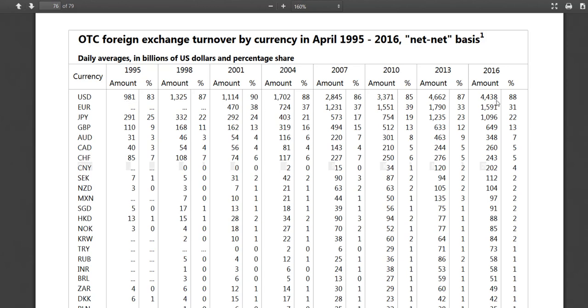The most recent data points to $4.4 trillion worth of transactions involving the US dollar, accounting for 88%, $1.6 trillion involving euros, accounting for 31%, $1 trillion for the Japanese yen, 22%, the British pound, 649 billion, accounting for 13%, then the Australian dollar with 7%, Canadian dollar with 5%, Swiss franc with 5%, and the Chinese yuan with 4%.